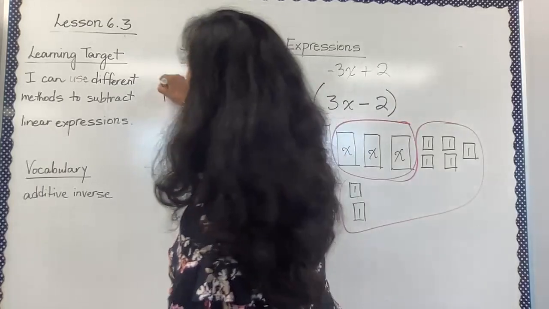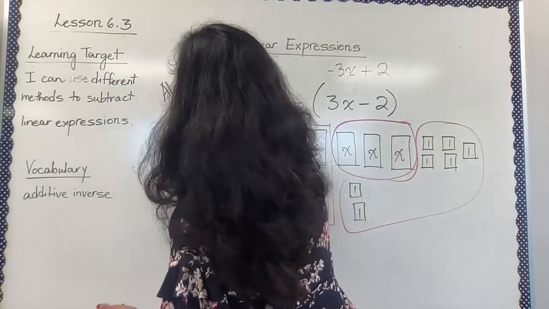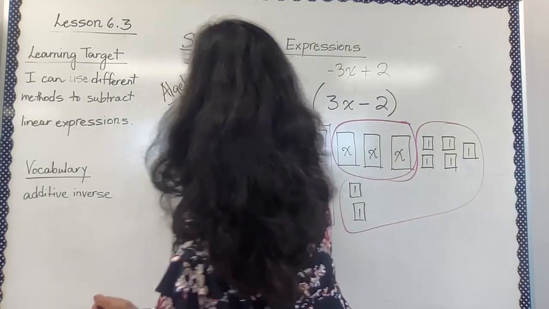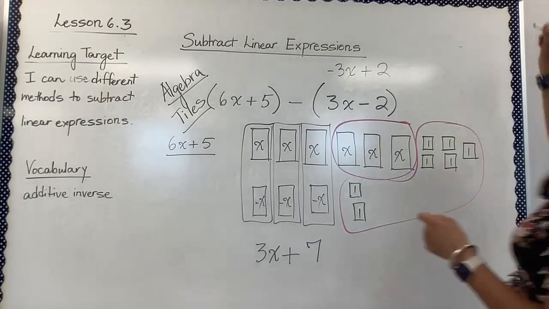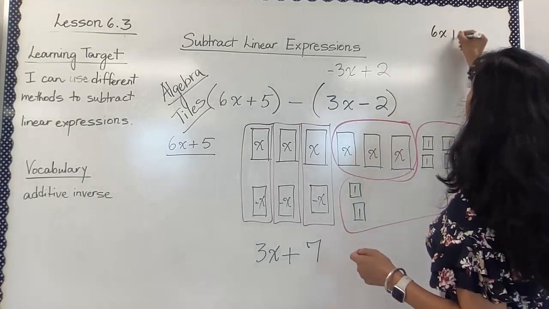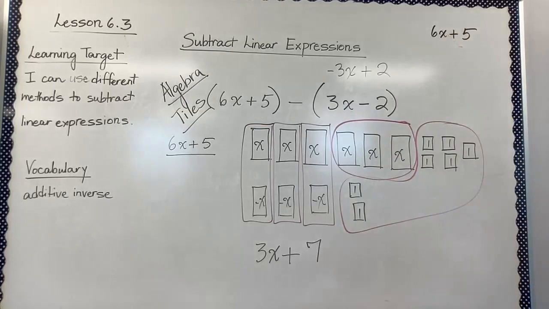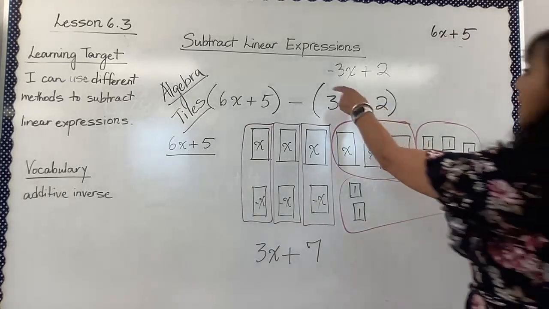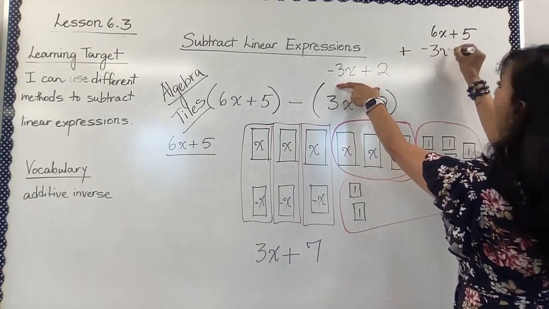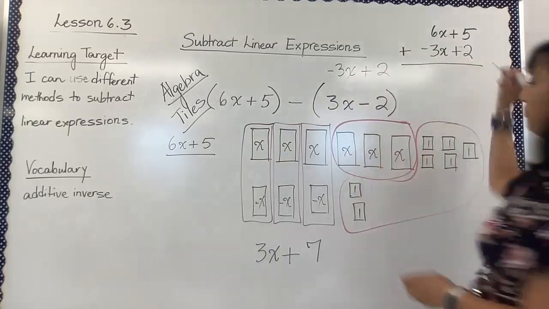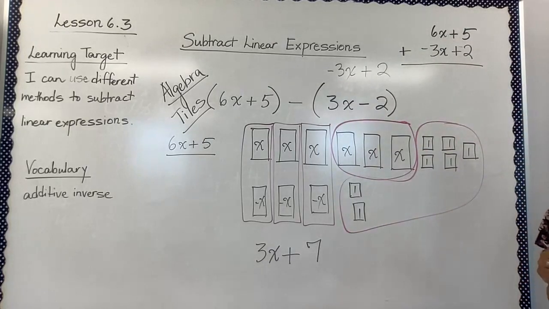This is if I am using my algebra tiles to solve this. The second method is to arrange the terms in columns. We are going to add the additive inverse. So if I'm putting it into columns, I have 6x plus 5, and then I am going to add the additive inverse: plus negative 3x plus 2.